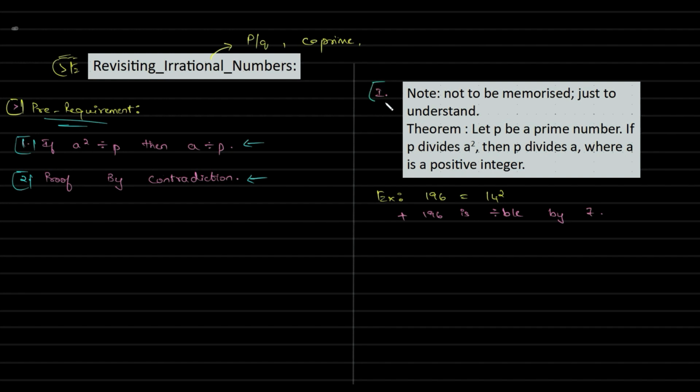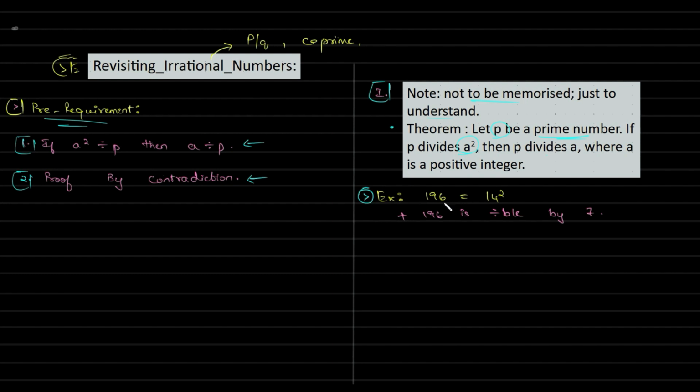The theorem states like this, and again, here I have written it, it need not be memorized, it just has to be understood. So the theorem goes like this. If p is a prime number, and p divides a square, then p divides a, where a is a positive integer. As usual, let's understand what is written over there, rather than just doing the proof.